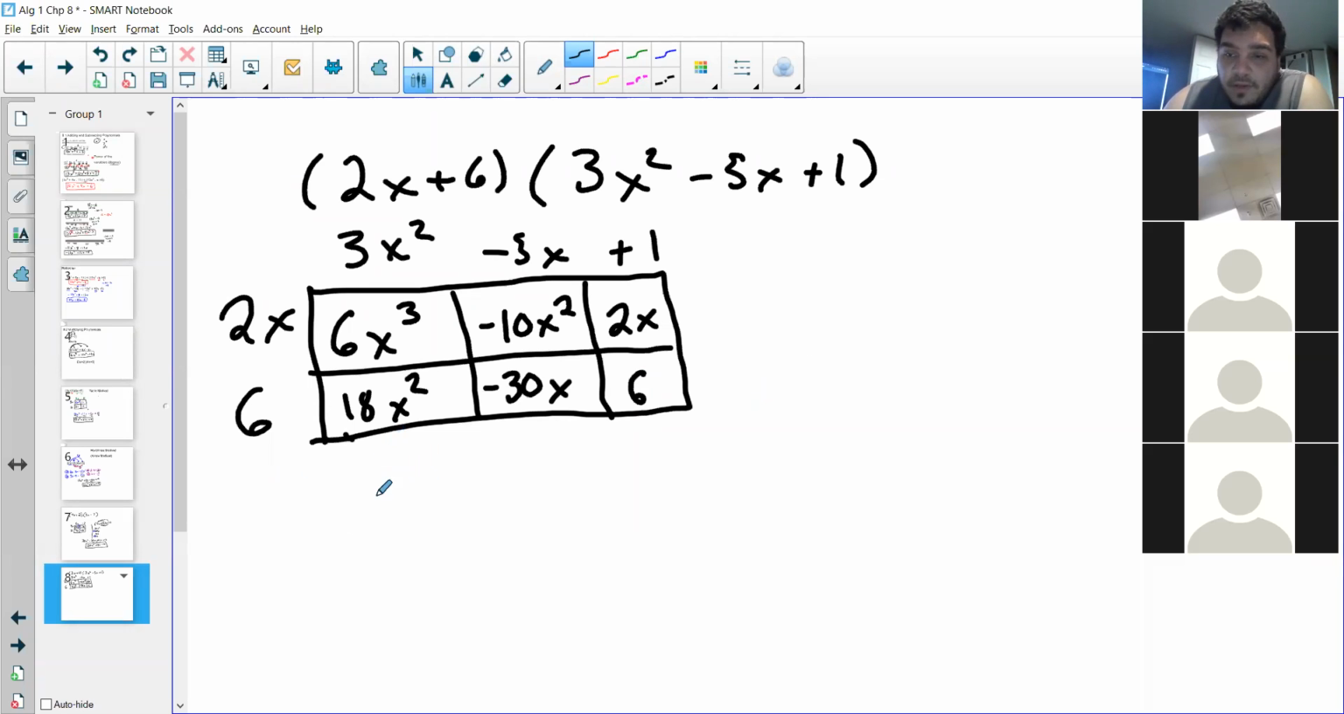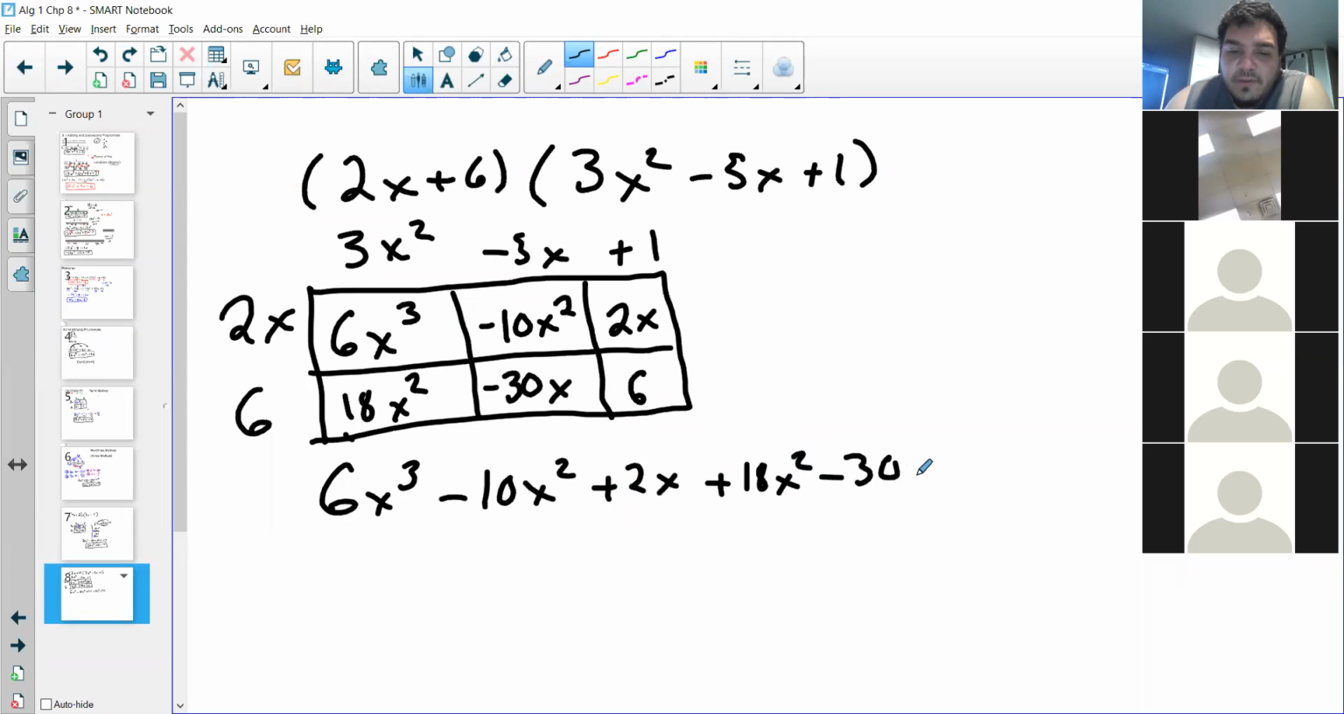Let's line them up first. There's no plugging in, we're just lining it up. 6x cubed minus 10x squared plus 2x plus 18x squared. Any negative, you just put as minus. So minus 30x plus 6. So all I did is recopy these here.